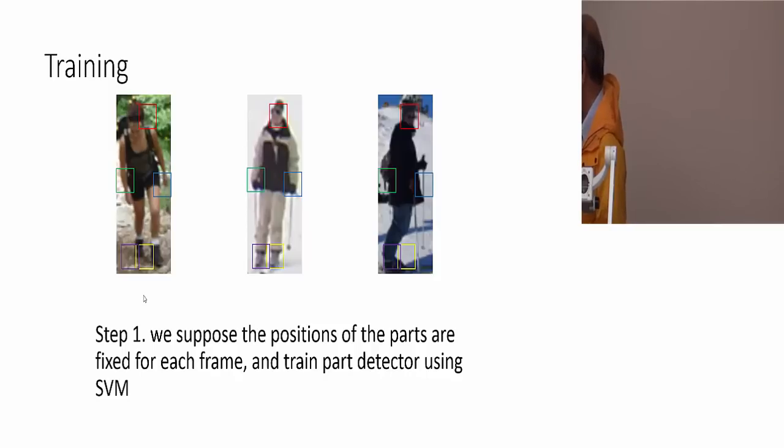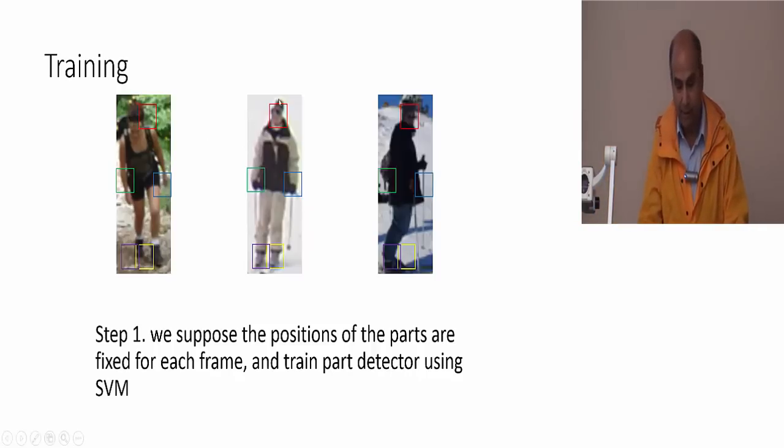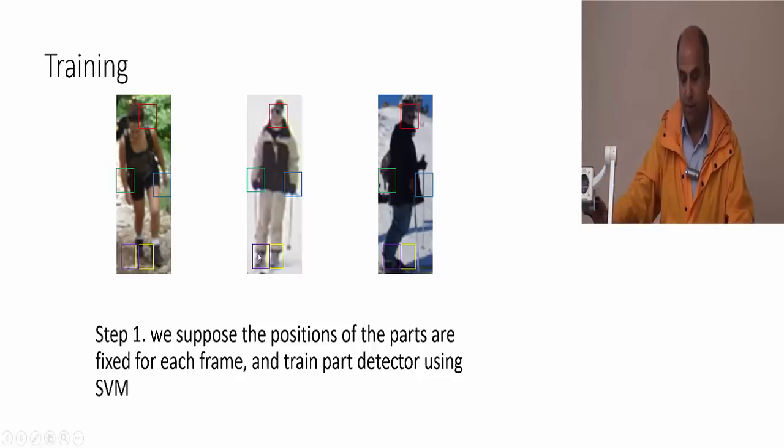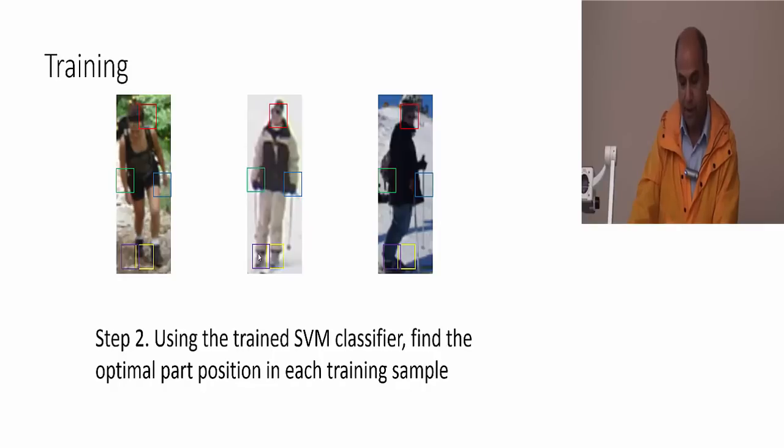As you see in this first one, second one, the head is exactly located in the same place, even though here the head is in the right place, here not, but the same locations. So we suppose the positions of the parts are fixed in each frame, train the part detector using an SVM, train the SVM classifier, and using the trained SVM, find the optimal part location in each training example.